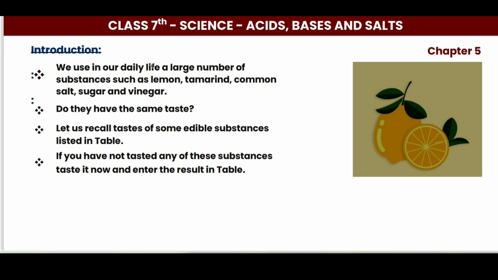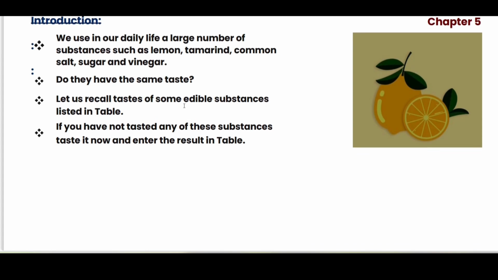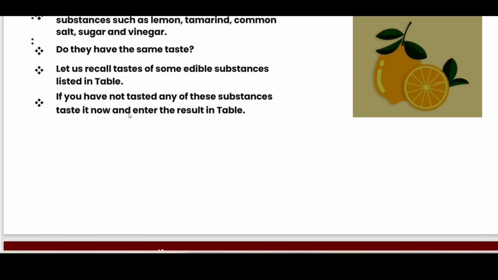We use in our daily life a large number of substances such as lemon, tamarind, copper salt, common salt, sugar and vinegar. We use different types of substances. Do they have the same taste? What do you think? Lemon, tamarind, and sugar. Lemon and sugar are totally different. Let us recall the taste of some edible substances listed in the table. We will see some substances and the taste of these substances. If you have not tasted any of these substances, taste it now and enter the result.